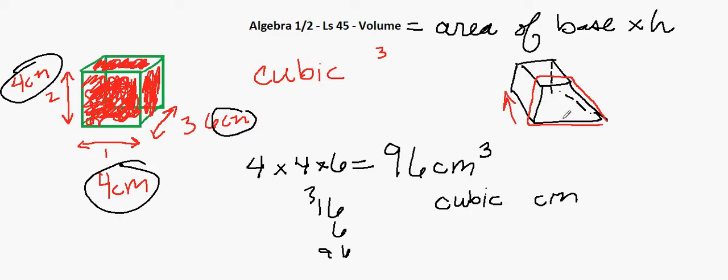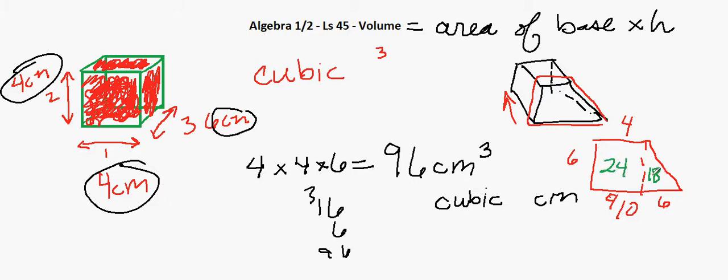That's all it is. So if they tell us that this is, I'm going to draw it again out here, 4, 6, and 10, and then we can break this up and know that this is 4 and this is 6. Then I can multiply and find my triangle, which is 6 times 6 divided by 2, so 18. And then I can find 4 times 6 is 24. Add those together to find the area of the base is 42.